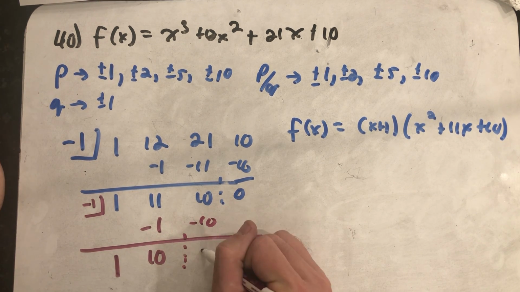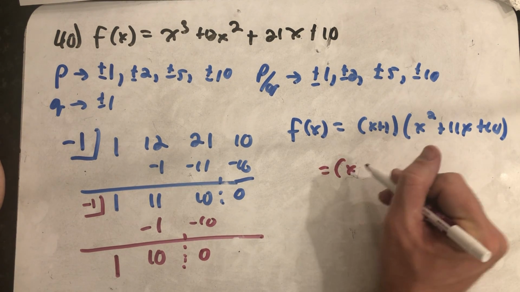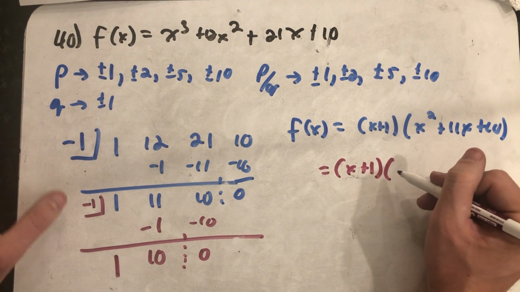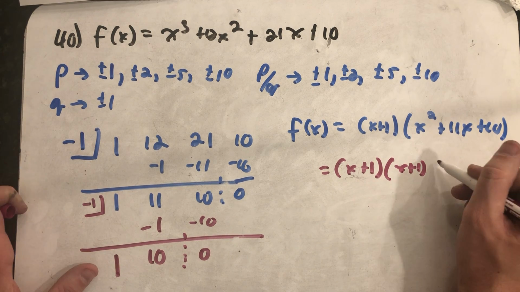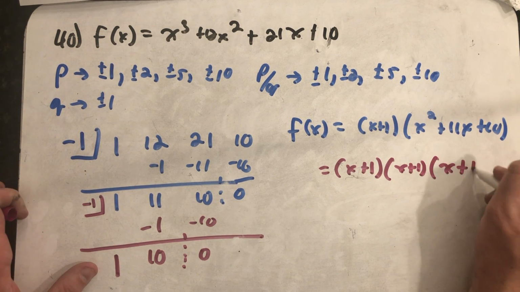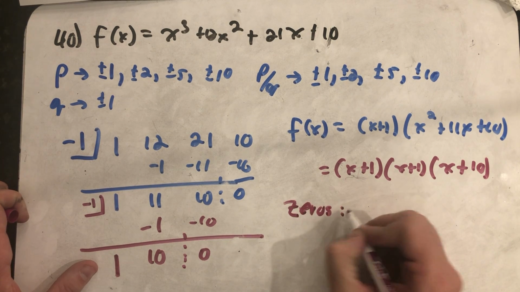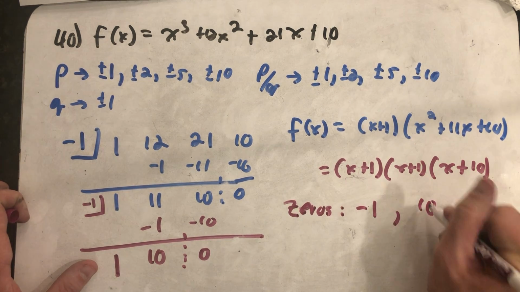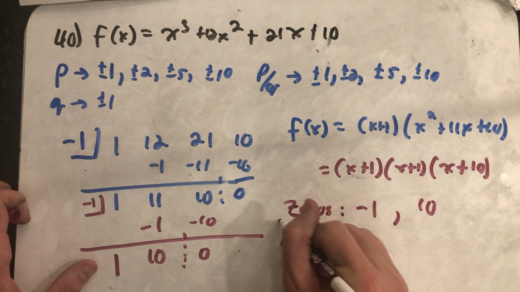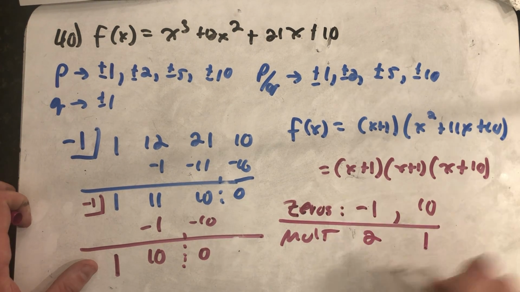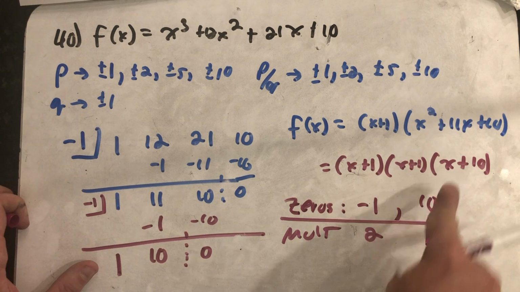And again, I get a remainder of 0. I already have a factor of x plus 1. That would give me another factor of x plus 1. And then I'd have an x plus 10 left over. Found all of my zeros. Minus 1 and minus 10. And heck, I even found their multiplicities along the way. This one happens twice and that happens 1 time.